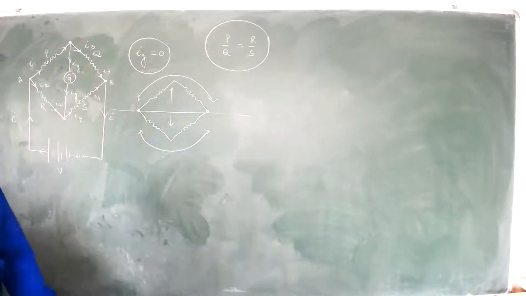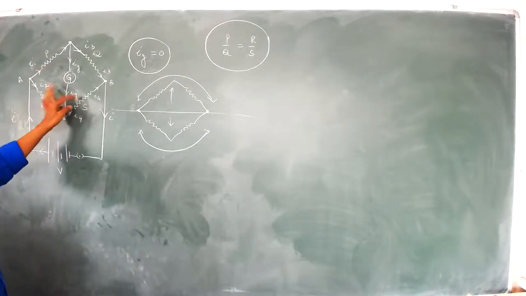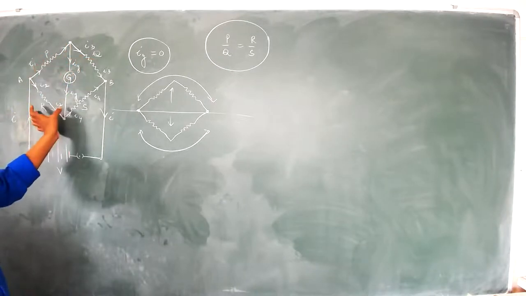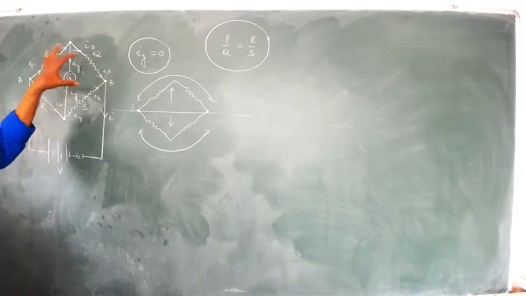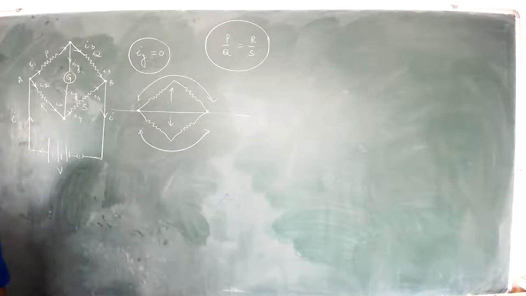When P by Q equals R by S, otherwise P into S equals R into Q. Opposite the resistance values, you need to multiply. When these two products become equal, then the bridge can be said to be balanced.